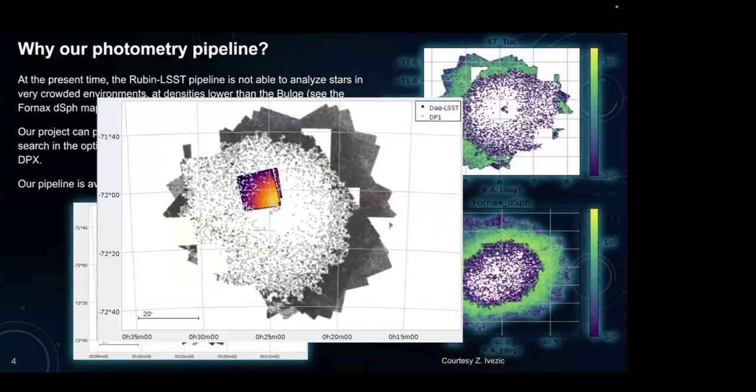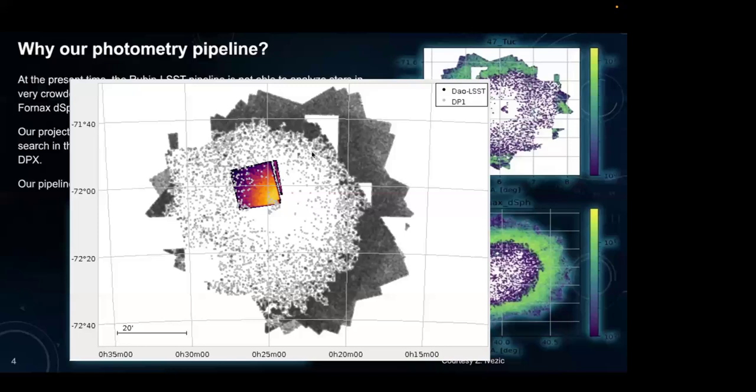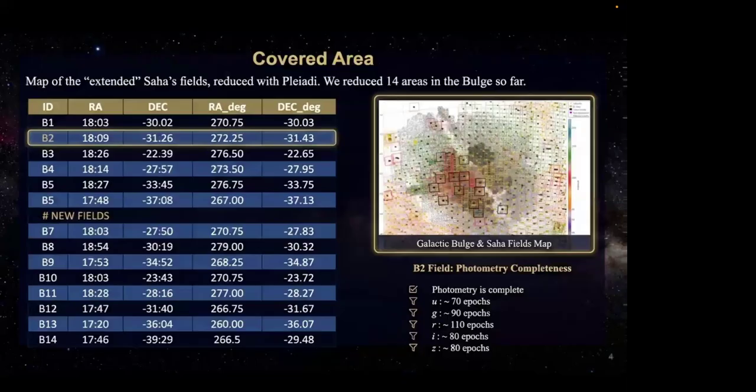Here you can see 47 Tucanae from DP1 in the gray points, and in the center of it DP1 couldn't resolve the stars. You will see the colored parts, where our photometry pipeline was able to analyze the stars in the crowded field. So our photometric pipeline can be a benchmark for DPX for Rubin LSST.